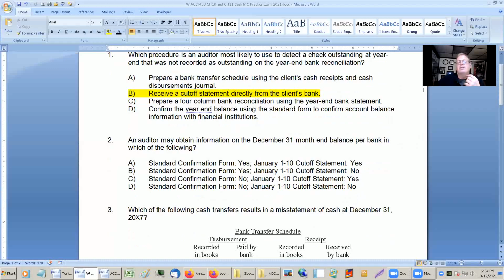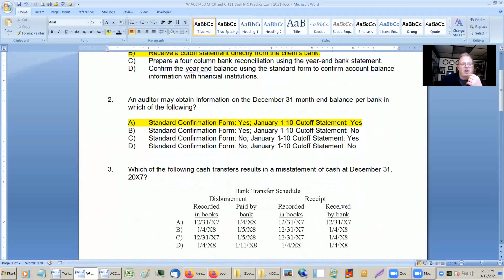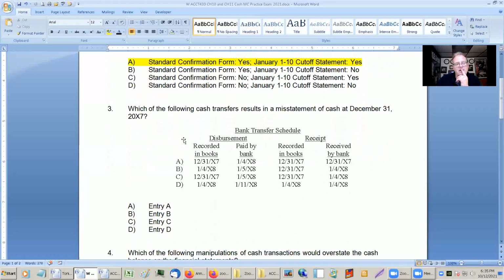Number 2 was a difficult one. And you guys got it right. Yeah, and that one, the ending balance will certainly be on the confirmation, but it'll also be the beginning balance of the January 1st cutoff statement. So the January 1st entry on the cutoff statement will be the ending balance from 12/31. So you could do it off that one too. Again, that's kind of the stuff they like to put on there. Okay.